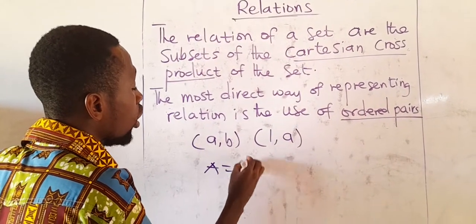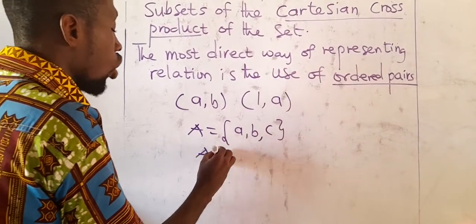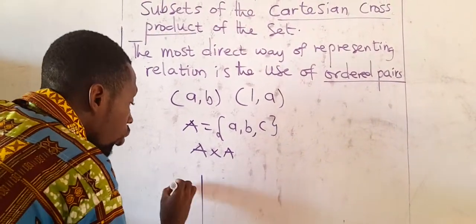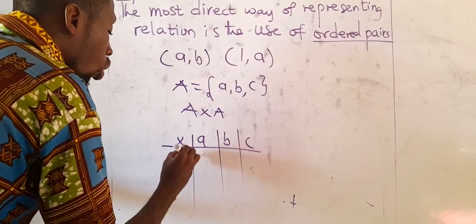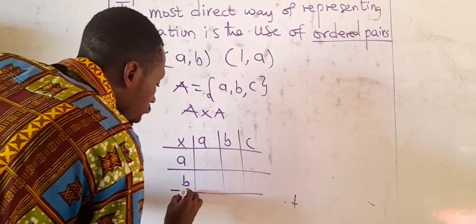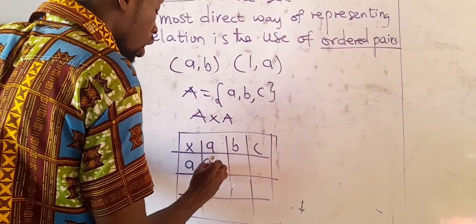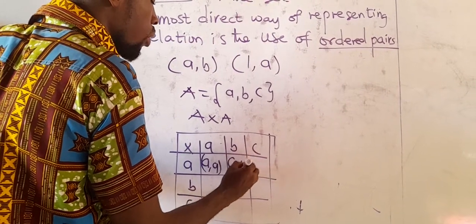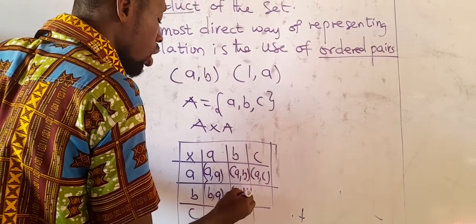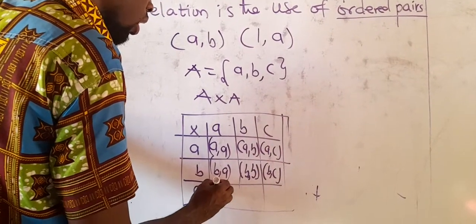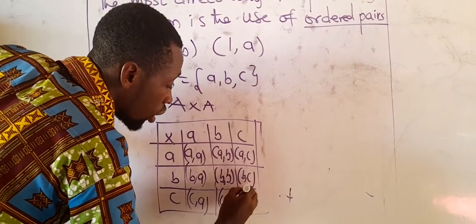Now, let's learn what the Cartesian cross product is. Let's say we have a set A to be {a, b, c}, and I want to find the Cartesian cross product, which means A cross A, A cross itself. We let the members be a, b, c, and the cross will be a, b, and c again. So what pairs are we going to have? We can pair a with a, a with b, a with c, b with a, b with b, b with c, c with a, c with b, then c with itself.